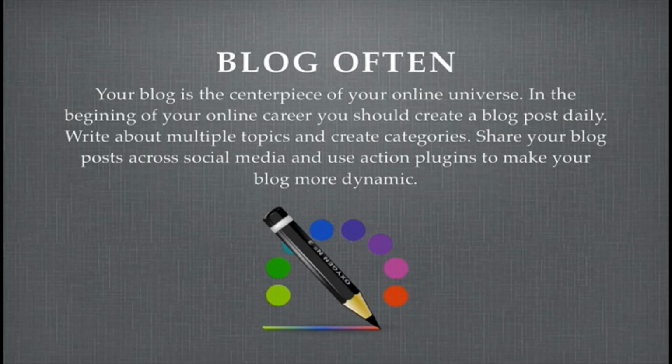Most themes offer some category widgets and things like that where you could lump certain posts into there, and as your portfolio of blog posts starts increasing, you can tag those and put those into those categories. Share your blog posts. That's another thing a lot of people don't do. When you create a new blog post, tell people about it. Put it on your Facebook, put it on Twitter, maybe email your list about it if you have some people. But you want to spread it across social media and use action plugins to make your blog more dynamic.